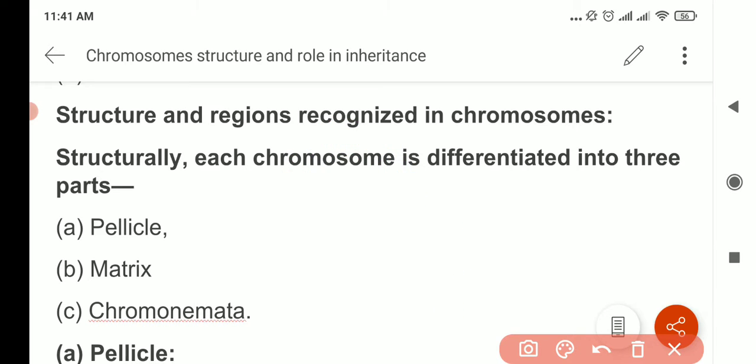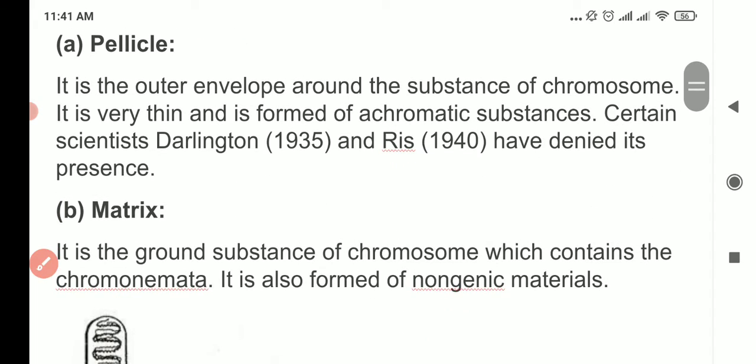One minute, let me scroll. So the outer envelope around the substance of the chromosome is very thin and is formed of achromatic substances. This means these are not part of the DNA material but are non-DNA. But there are some scientists who deny its presence. They say that it's not true, it doesn't exist.